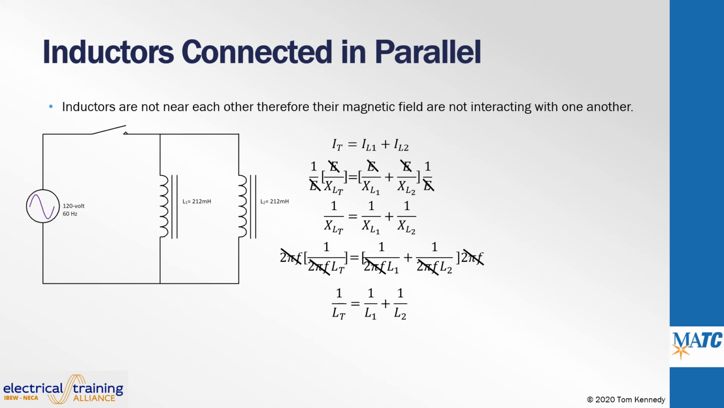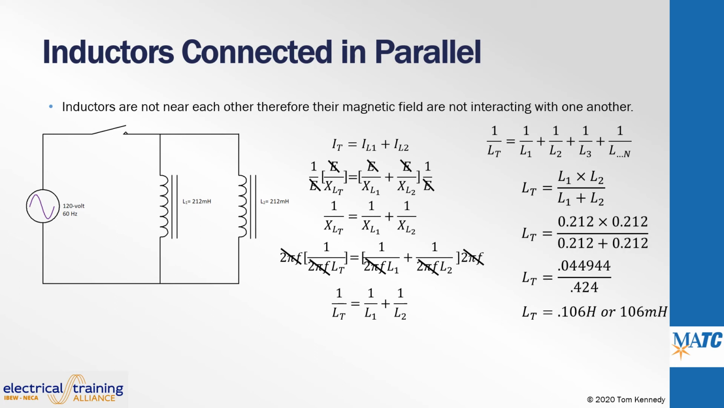This reciprocal formula can be used for many inductors connected in parallel, provided their magnetic fields do not have any interaction with one another. The product over sum formula that can be derived from the reciprocal formula can also be used to determine the inductance of 2 parallel connected inductors. The two 212 mH coils connected in parallel will have a total inductance of 106 mH. Using this in the inductive reactance 2πfL formula, we have a total opposition to current of 40 ohms. This will result in a total current of 3 amperes.